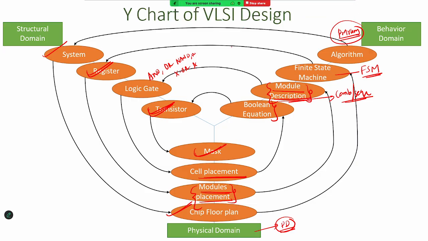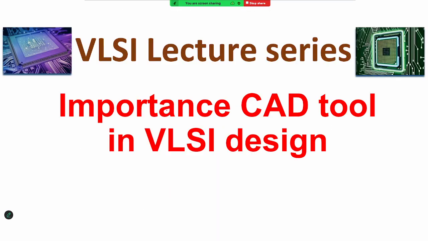Okay, this is the Y chart. You need to remember this Y chart. So, the Y chart in the VLSI domain. Basically, in the physical domain, you have floor plan, module placement, cell placement, and mask. And next, in the behavioral domain: algorithm, finite state machine, module description, and Boolean equation. And in the structural domain, you have system, registers, logic gates, and transistors. So this is about this one.